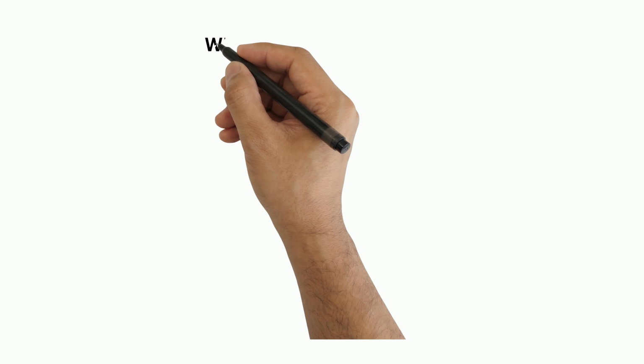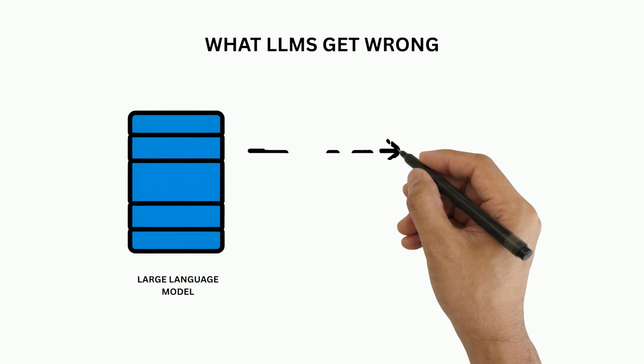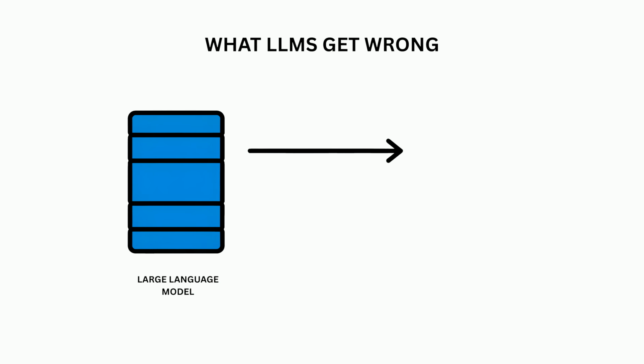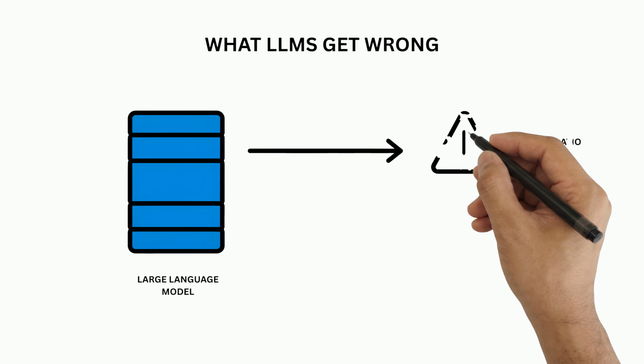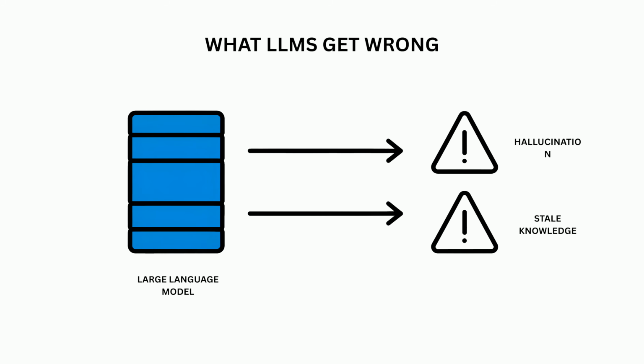Scale doesn't fix everything. LLMs still hallucinate, generating fluent, confident sounding answers that are simply wrong, because the model is predicting plausible text, not looking anything up. They also only know what was in their training data, so anything that happened after their training cutoff is invisible to them unless it's fed in some other way, which is exactly the problem later videos on retrieval will address.